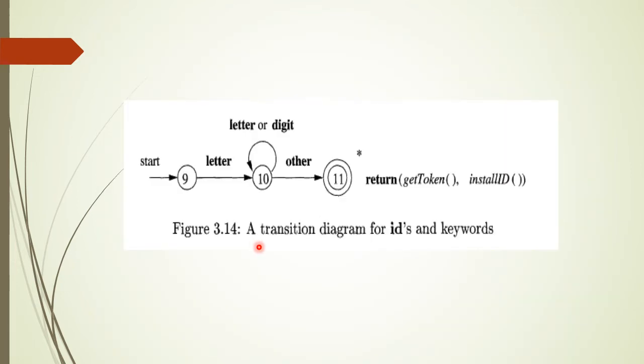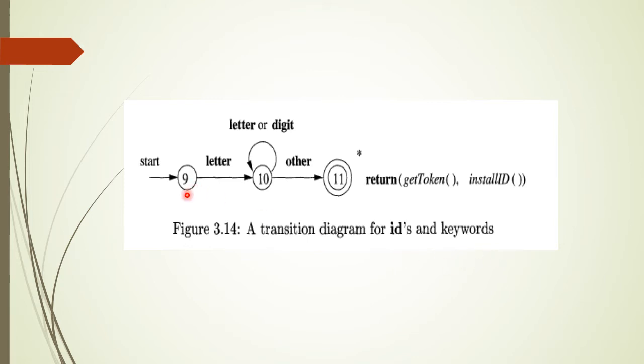This is the transition diagram for an identifier. The description of the identifier is that it can start with a letter followed by any number of letters or digits, and if I get any other symbol, it will end up in a final state. So this transition diagram is for the identifier as well as the keyword.